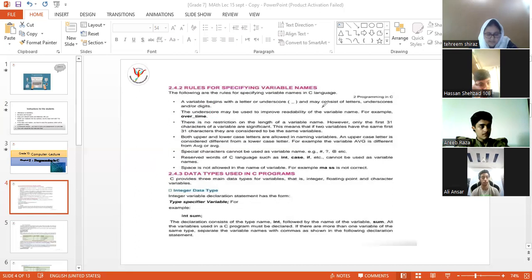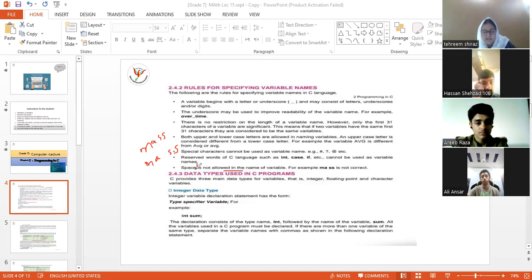The next one is that it must be unique, right? The names must be unique. The next one is that there should be no space in between the words. For example, if I am writing math, I cannot write the words with a space, right? These are the rules which we have to follow while writing variable names in C.